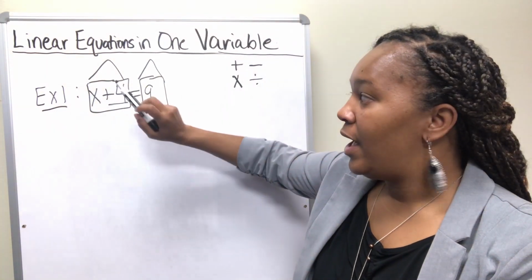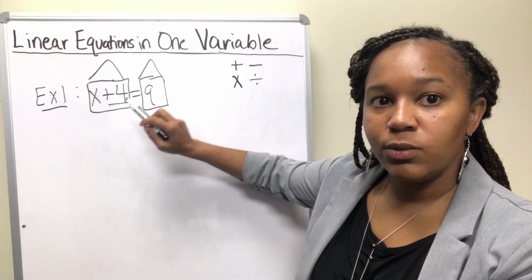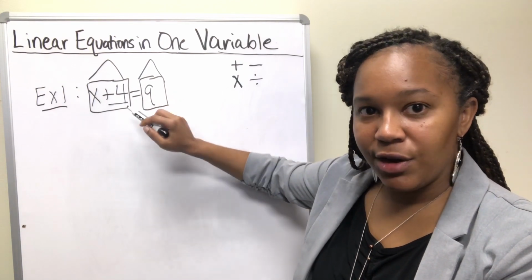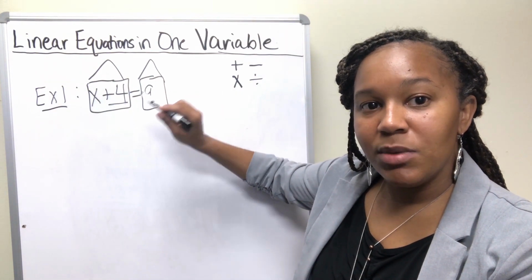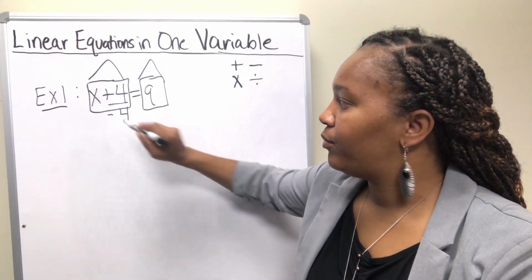So plus 4. How do I get rid of plus 4? I call plus 4 spouse. Well, who is addition married to? Addition is married to subtraction. So I'm going to subtract 4.